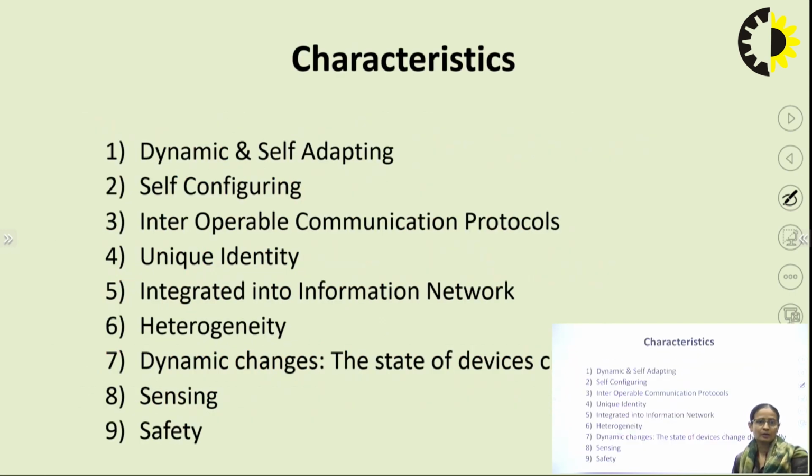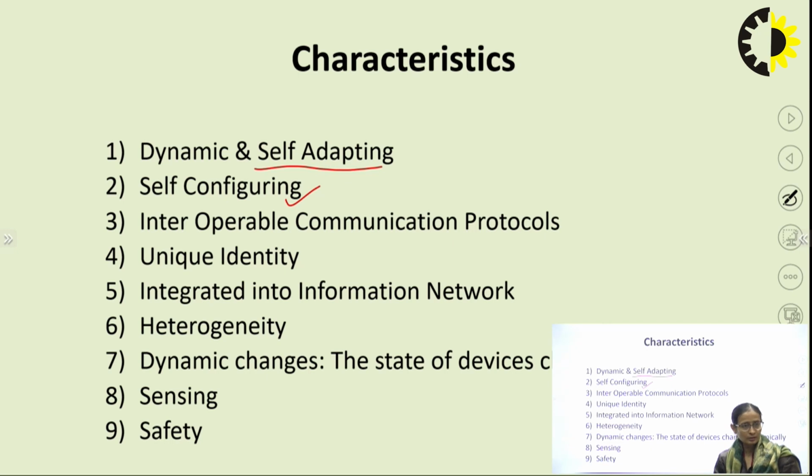So on the basis of the last definition, what are the basic characteristics of IoT? It should be dynamic and self-adapting. That is, according to the context it could adapt itself, and all these nodes can come and join the network at their willingness. Self-configuring, that is, if some particular thing wants to join the network, it can be easily configured without the help of a human. Interoperable communication protocols: as we have seen in the previous figure, all these devices are heterogeneous in nature.